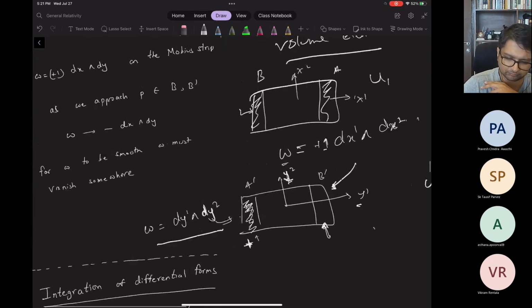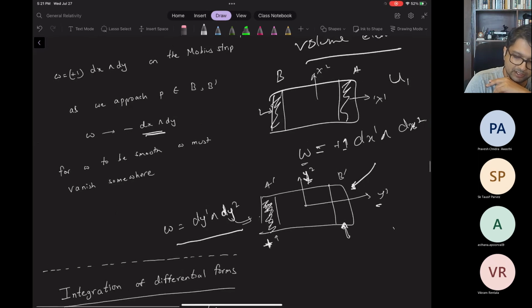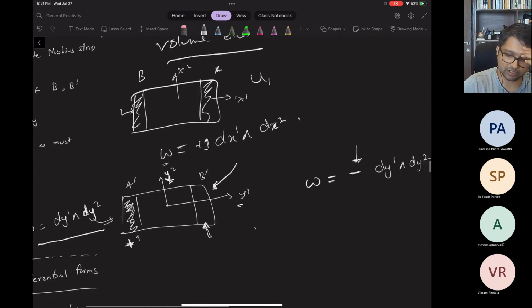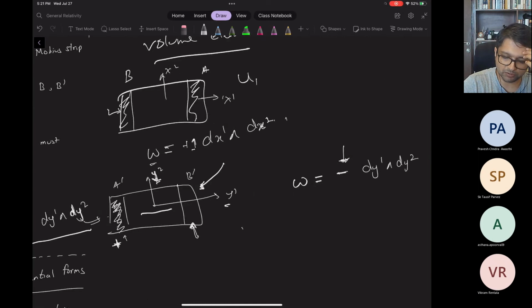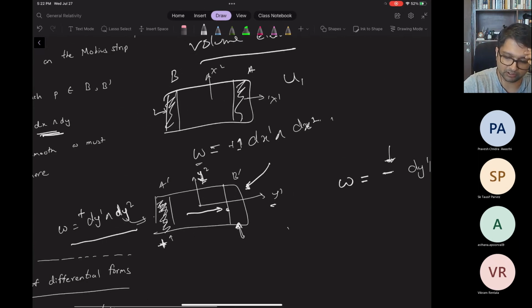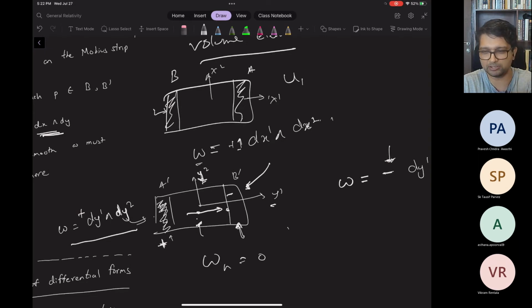Therefore omega will be something like minus dx wedge dy. So I cannot define a volume form which is non-zero everywhere. If I want omega to smoothly vary, then somewhere it has to transition from a positive coefficient to a negative coefficient, which means that somewhere it has to go through zero. The only way that can happen is if I choose it to be zero somewhere. And if I have an n-form which is zero at some points on the manifold, I cannot use that to define a volume form.